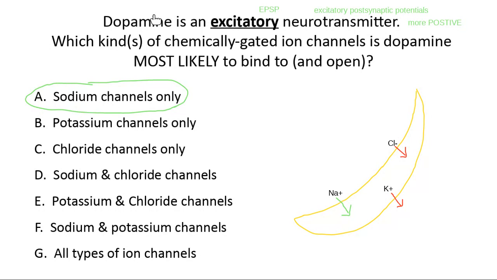So here is the name of a neurotransmitter. I might give you a neurotransmitter that you've never heard of before on the exam, but I might tell you that it's an excitatory neurotransmitter, or I might tell you that it opens sodium channels. Again, we don't care about the name, we just care about understanding that excitatory means I get more positive, and the way that I do that is by letting in sodium.